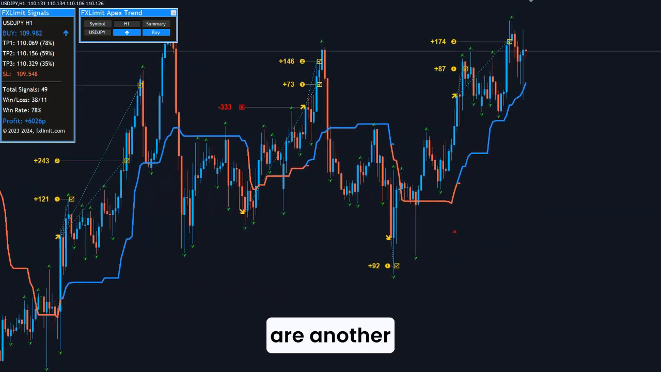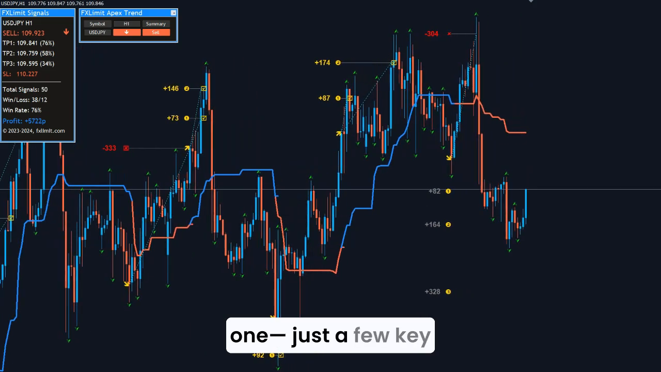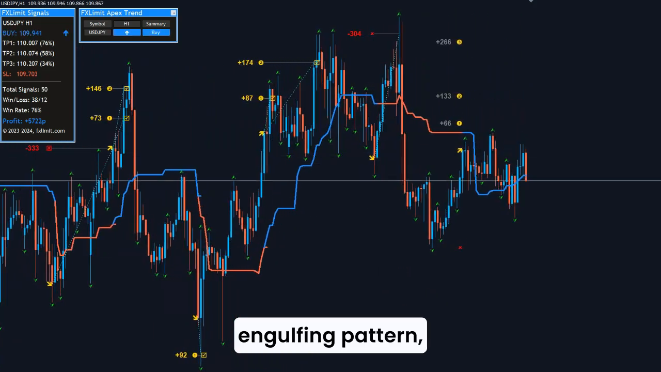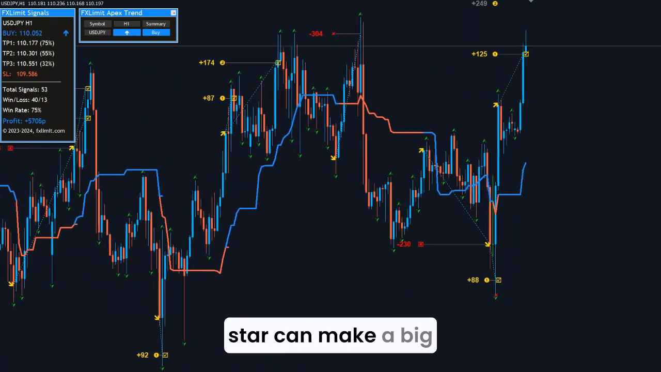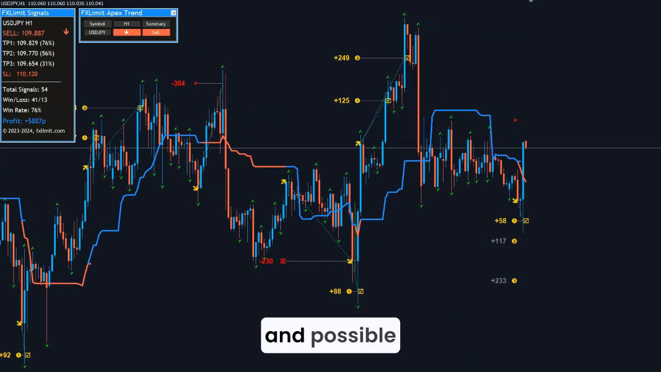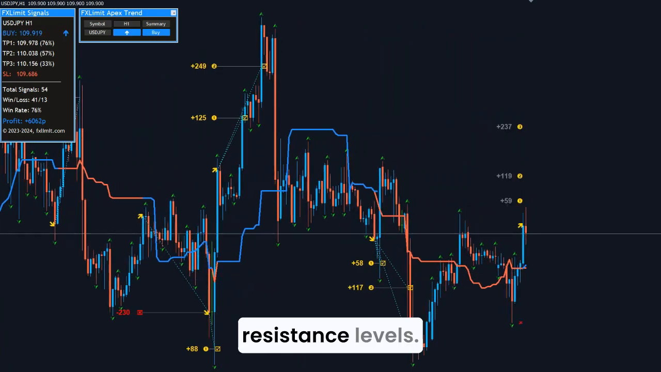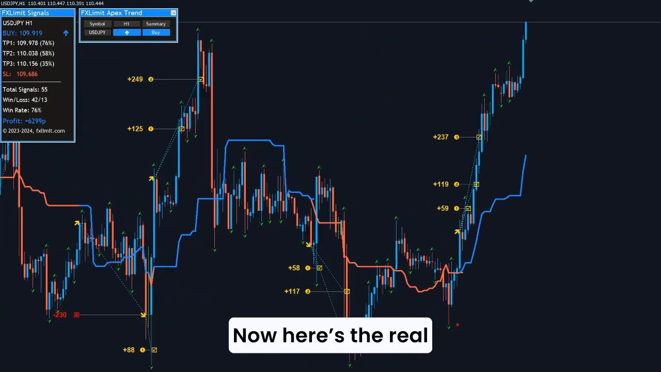Candlestick patterns are another great technique. You don't need to memorize every single one. Just a few key patterns like the engulfing pattern, hammer, and shooting star can make a big difference. These patterns give you clues about market sentiment and possible reversals, especially when they appear at strong support or resistance levels.